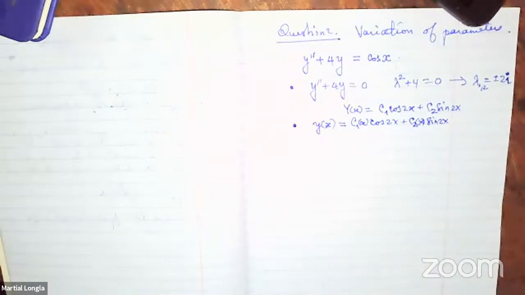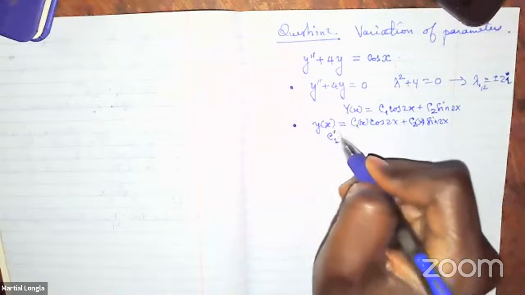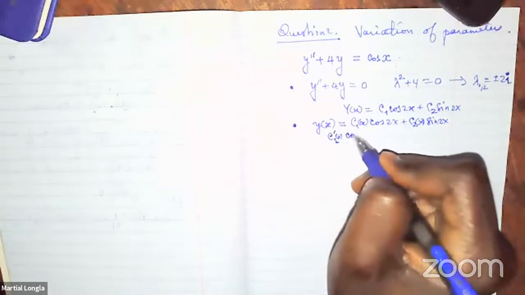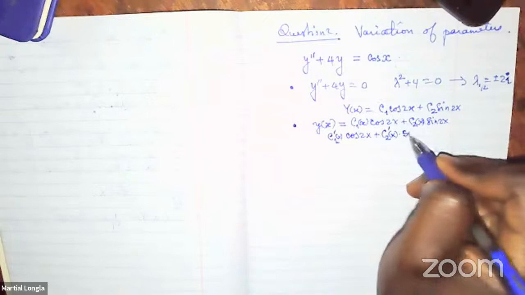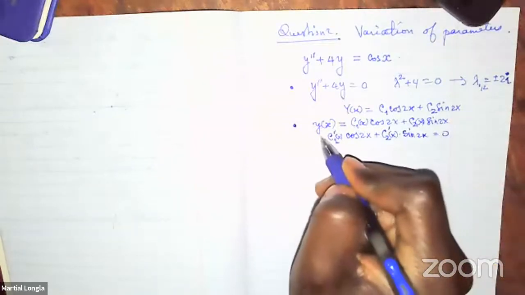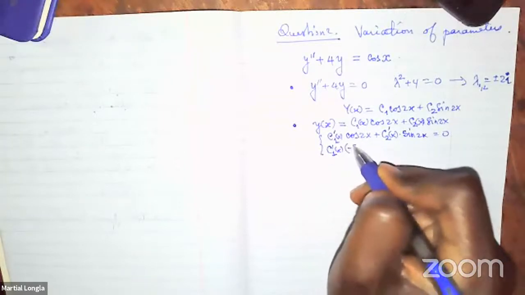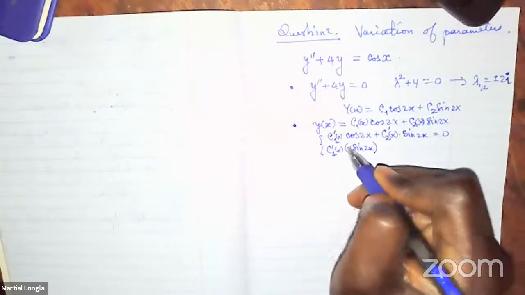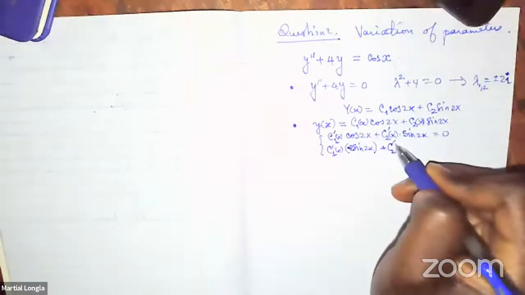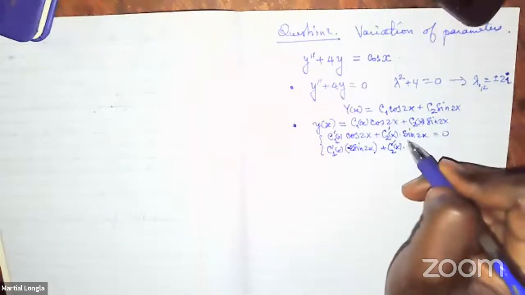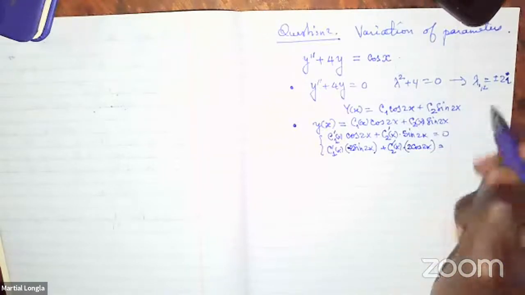And then you report the system of equations that is used to solve this, which are c1 prime of x times y1, which in this case is cosine 2x, plus c2 prime of x times sine of 2x equals 0. And the second equation is c1 prime of x times the derivative of cosine, which is negative 2 sine 2x, plus c2 prime of x times the derivative of sine, which is 2 cosine of 2x, equals the right-hand side of the equation, which is cosine x.